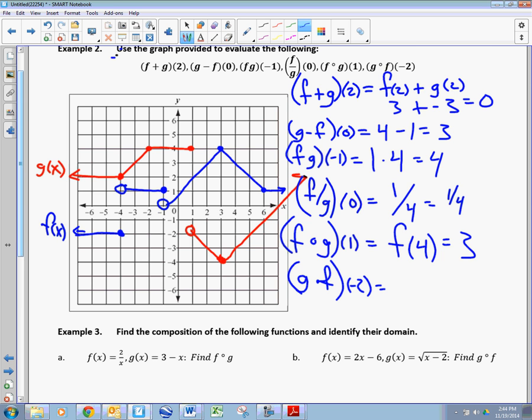And then g of f of negative 2. What do I do first? Plug in negative 2 for f. You plug in negative 2 for f, you get 1. Then plug in 1 for g, and you get 4.